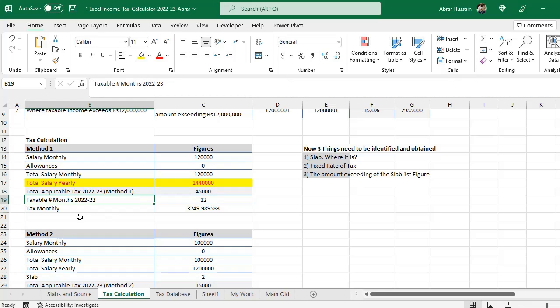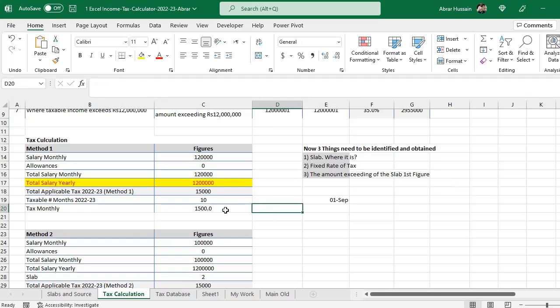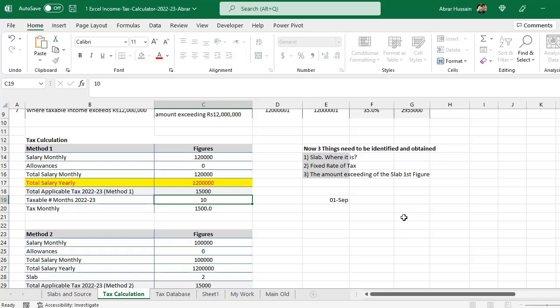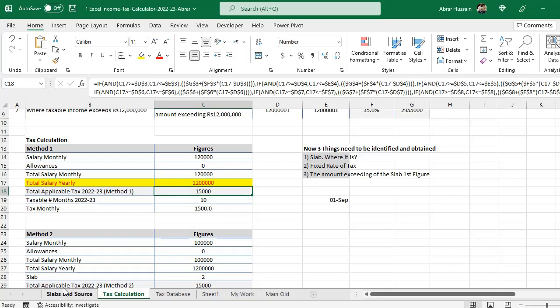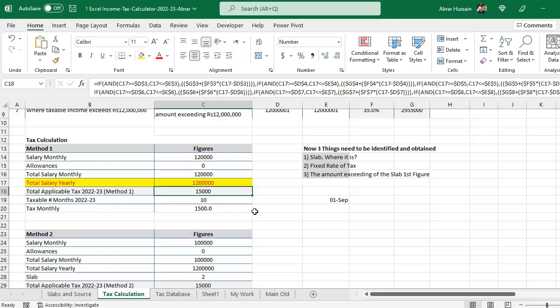Taxable number of months. For example, if you are not starting from the 1st July, you have joined, for example, from 1st September. So there are then 10 months. So first of all, here in the yearly, you will have to multiply this with 10 and add here 10 only, and then you will see that you will have to pay on the same salary only 1500 per month, and total is 15,000. Although for the total year you were to pay 45,000, and here you are to pay 15,000, because almost 2 months have been deducted.